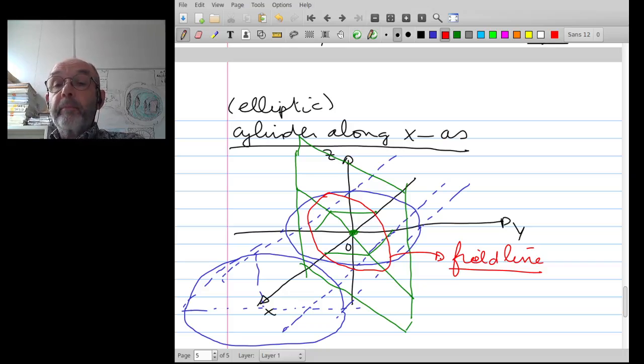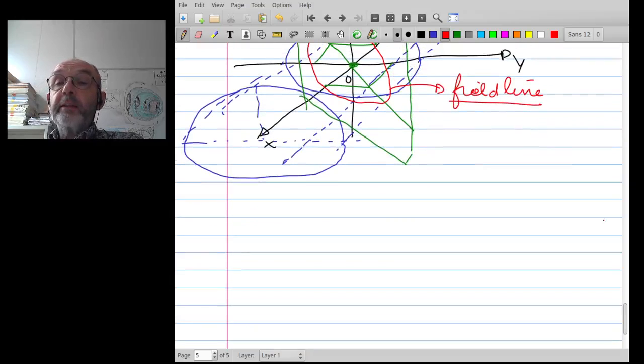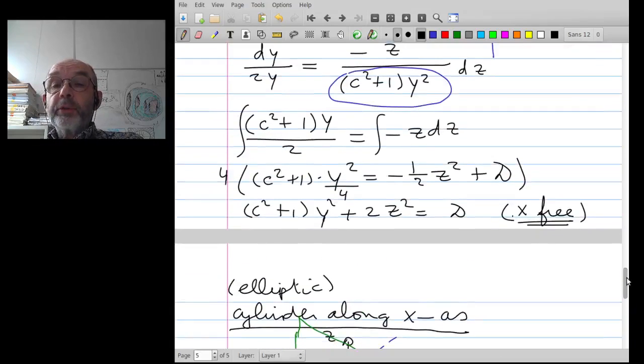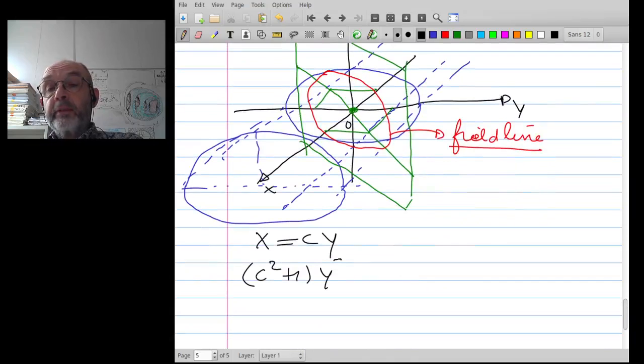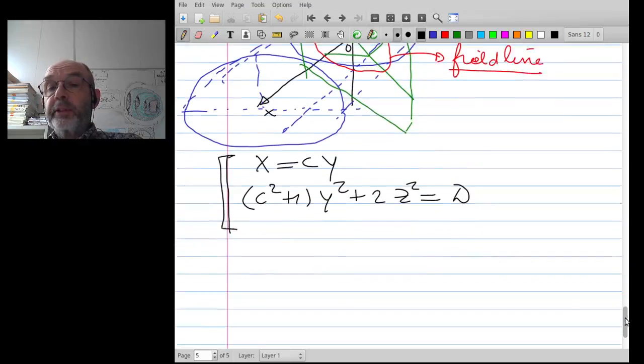Okay, so those field lines, you have that cylinder, you have the plane x is c times y, and you have the cylinder c squared plus 1 times y squared plus 2 times z squared is some constant. So the field lines are the intersection of those surfaces.